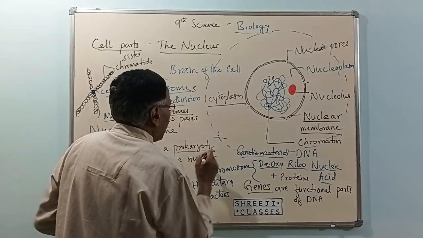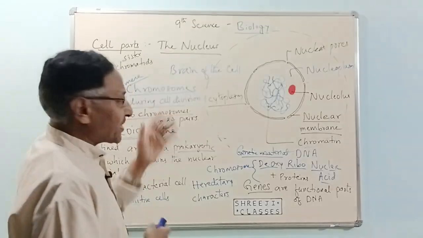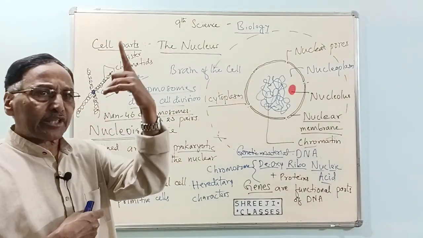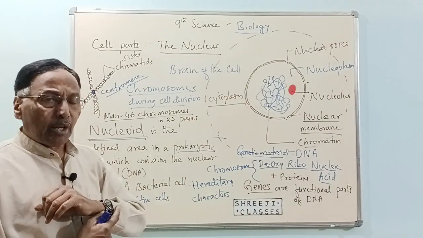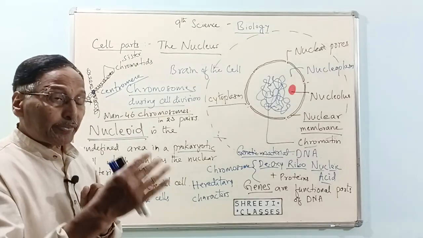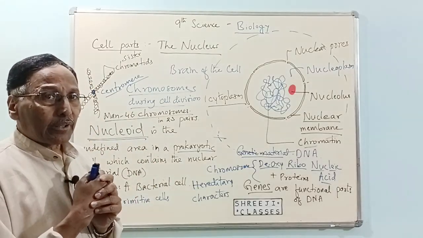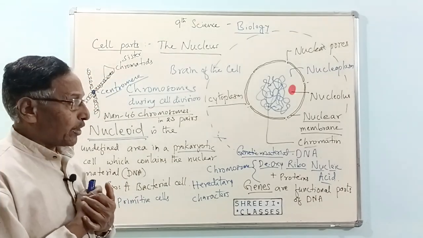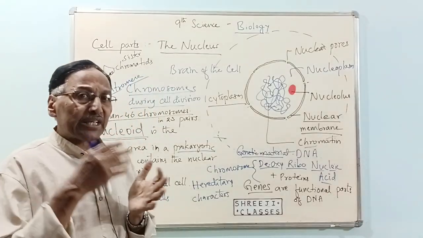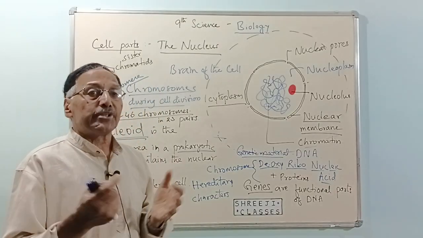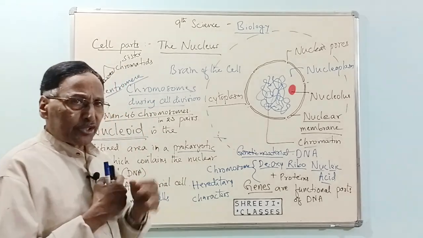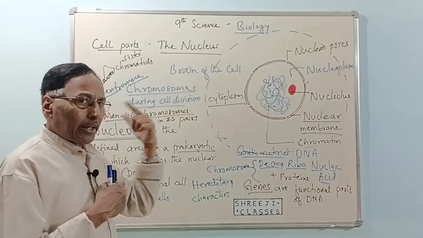Alright? Now, these cells undergo cell division. Cell division is very, very significant, whether it is a unicellular organism or a multicellular organism. There are two types of cell division which take place in every organism. What is cell division? What happens in cell division? What are the types of cell division? I will explain in my next video.